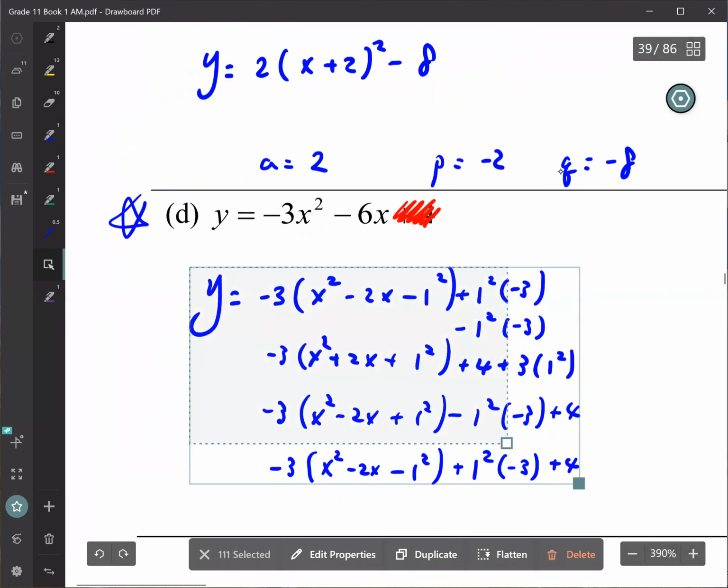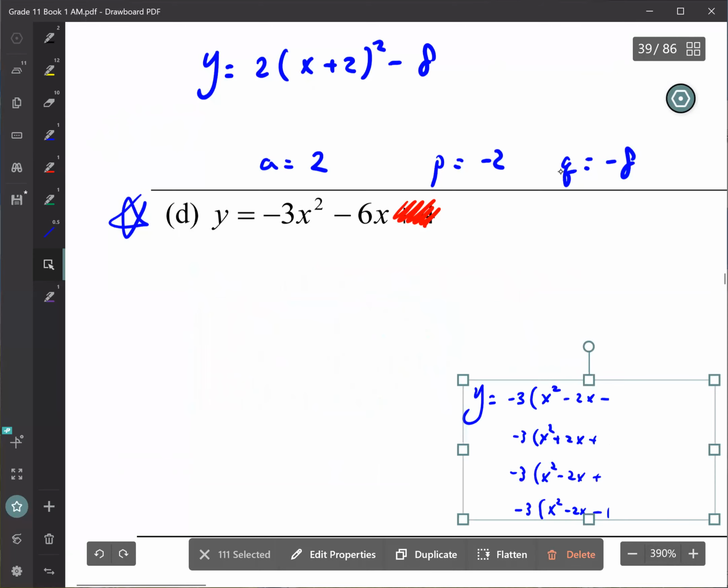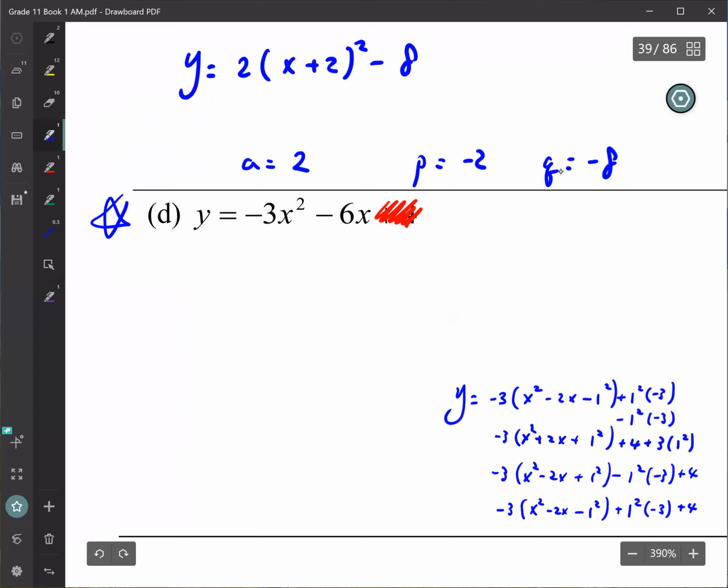Okay, make it smaller. Let's pull it on the side. I'll show you which one is the correct one. So we need to factor the -3. Okay, factor is all good.